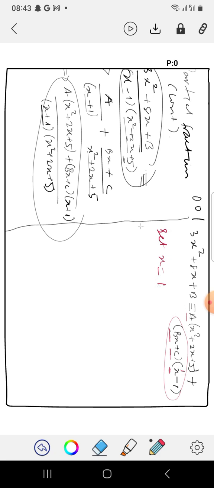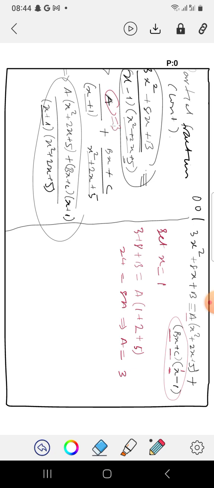So we say set x to be 1. Then we are going to have 3 plus 8 plus 13, which is equal to a into 1 plus 2 plus 5, which means that 24 is going to be the same thing as 8a, which implies that your a is in fact 3. So we have found our a here to be 3.